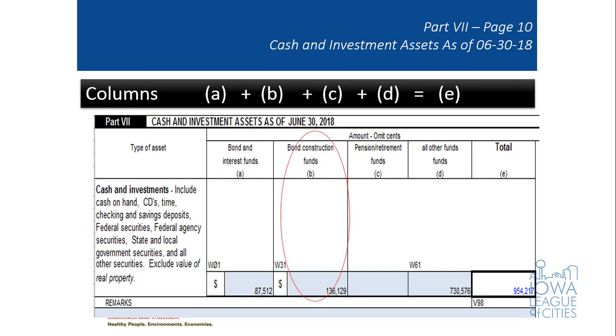The second breakdown is bond construction funds. Bond and interest funds might be in your debt service fund, where bond construction funds might be in your capital project funds. Pension and retirement funds are probably going to be a special revenue fund. And then anything that's left over would be the calculation here. And as you can see, because this particular example does not have any of those external funds listed on page 1, this total comes to the $954,000, which is included in all of the city coffers.